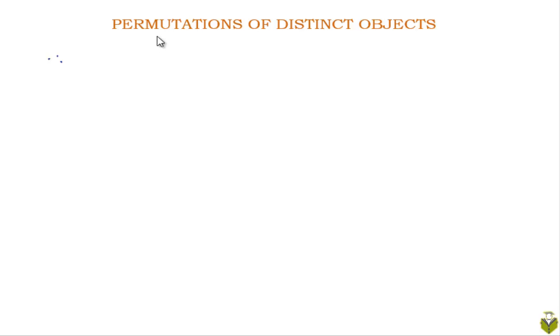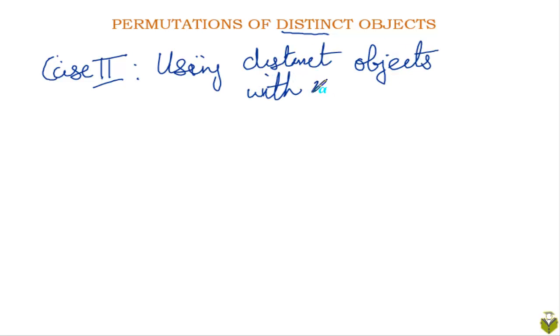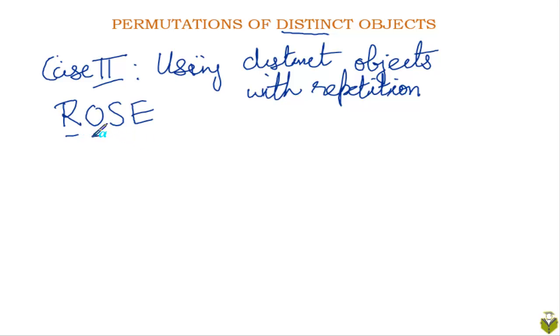So in this lecture, we continue to look at permutations of distinct objects, but case 2, which is using distinct objects with repetition. So basically, if you have, say, the alphabets of the word rose as the objects, then you can use each of these objects multiple number of times when you are picking R objects at a time.